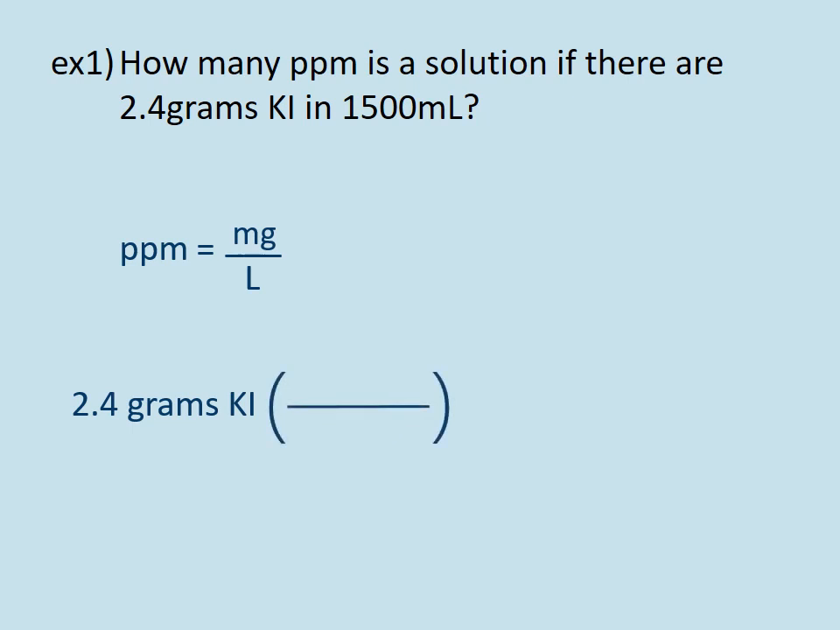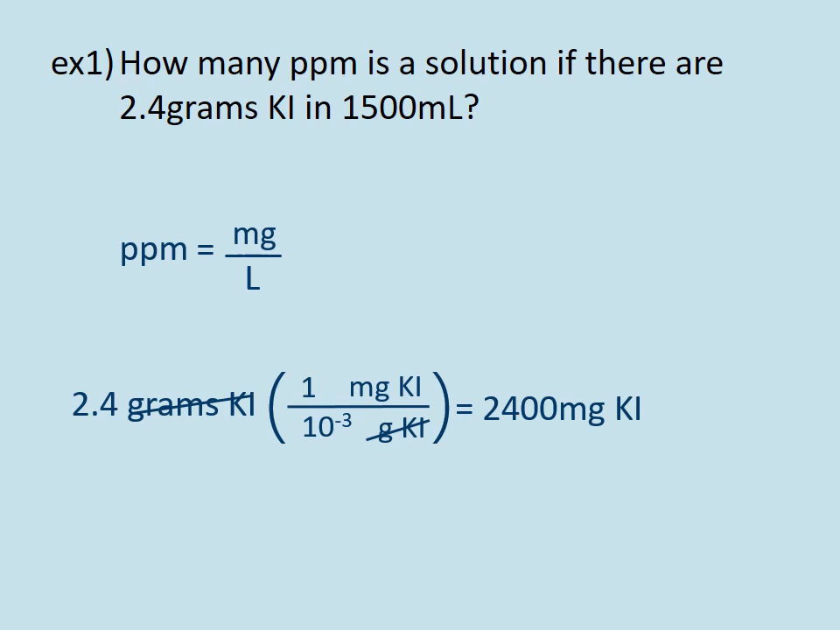So big brackets, grams KI on the bottom, so that grams KI and grams KI can factor out. And we're going to convert grams to milligrams. 1 milli equals 10 to the negative 3. I run it through my calculator and I have 2,400 milligrams of potassium iodide.